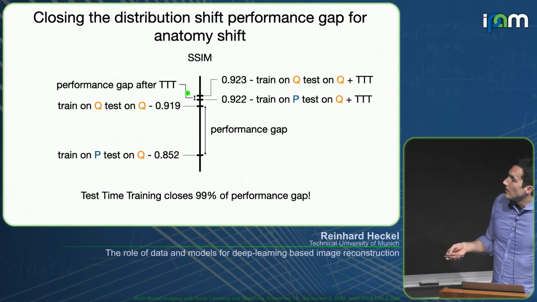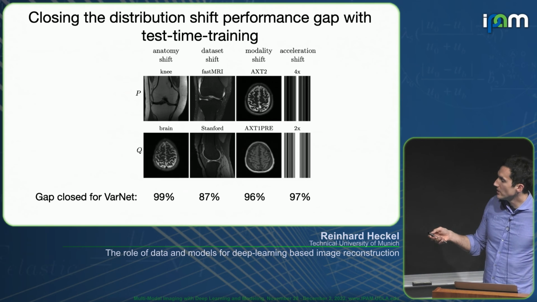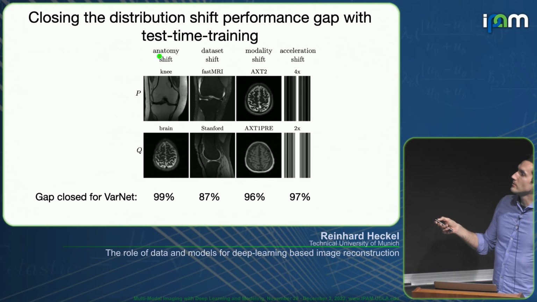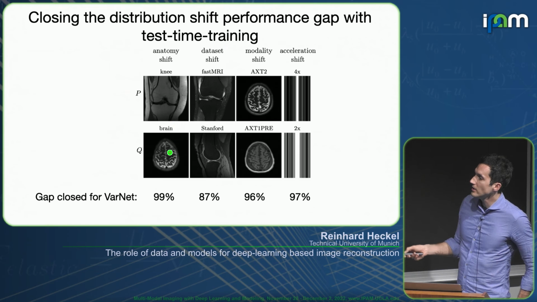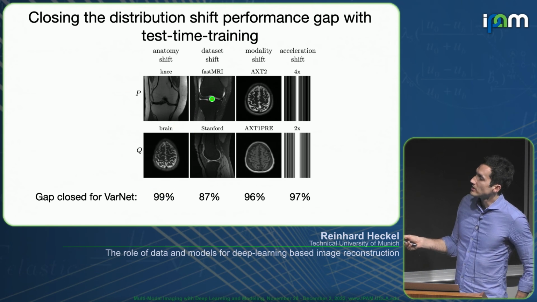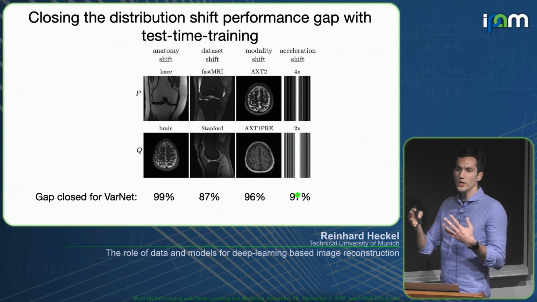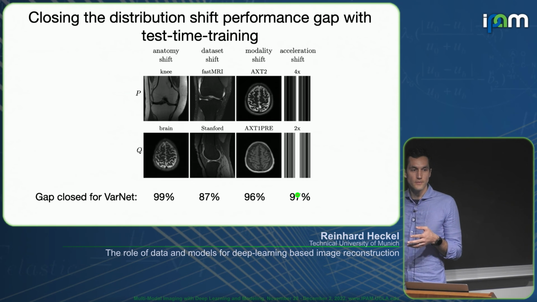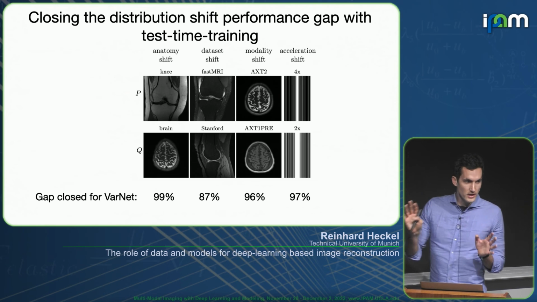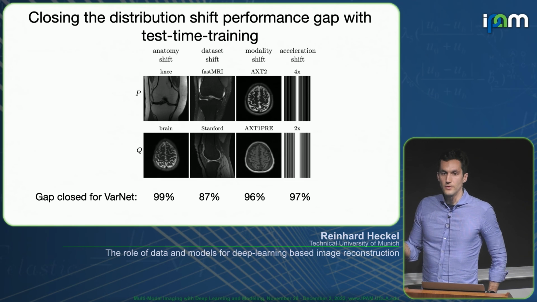Okay. So in this example, it closes 99% of the performance gap. And here are a few examples. Here's one distribution shift, let's say anatomy shifts. There, we close the gap by 99%. For dataset shift, we close it by 87%, for modality shift by 96%, and for isolation shift by 97%. So it works a little bit differently depending on the distribution shift. And we also don't expect it to work for every distribution shift. But for the ones in MRI, it seems to be very effective.